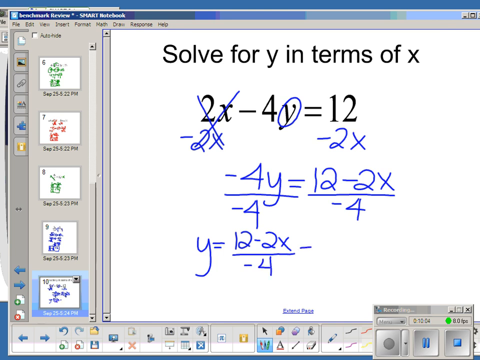So there's a better way to write our answer though. We can simplify this. So each piece you're going to do 12 divided by negative 4, which gives you negative 3. And negative 2 divided by negative 4 is going to turn into a positive, and 2/4 is the same thing as 1/2 x. So there is your answer.